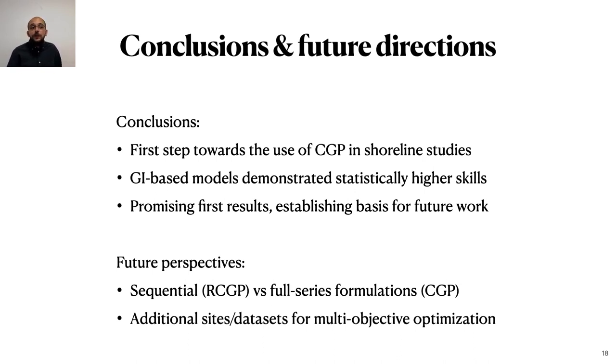Now, some of the future perspectives we have for this work is moving from a sequential formulation of the problem to a full series formulation. So essentially moving from a recurrent implementation of the Shore4 graph to a pure CGP formulation, where instead of running the model in a sequential manner, similar to a recurrent neural network for example, we can implement Shore4 as a CGP graph that takes in the full data set and outputs the complete time series of shoreline change. What will be interesting to see here is first the performance difference, because there is an intrinsic difference between using a recurrent version of CGP and a non-recurrent version. And second, I think using a full series formulation will show a massive gain in terms of the computational resources required to run these models.